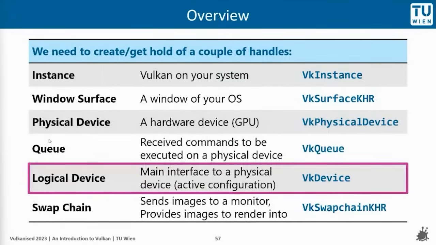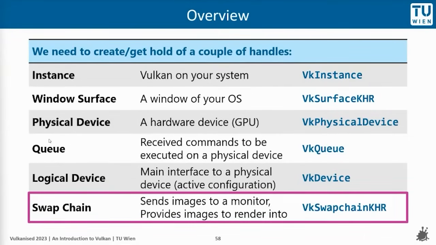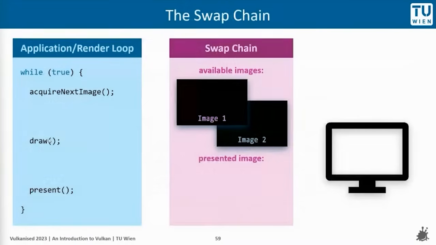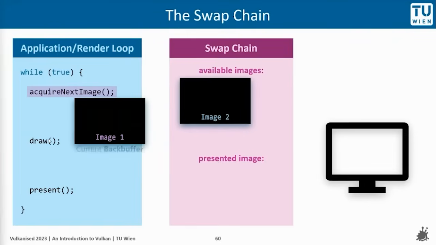Okay, let's move on to the last point here, the swap chain. So what is a swap chain? A swap chain provides images for us for rendering and presentation, for drawing and presentation. At some point in our application, we will call acquire next image, and the swap chain will give us an image which we will use as our back buffer to render into.